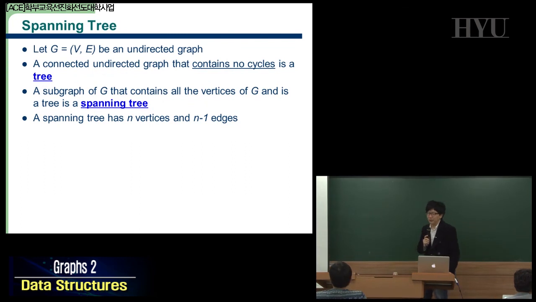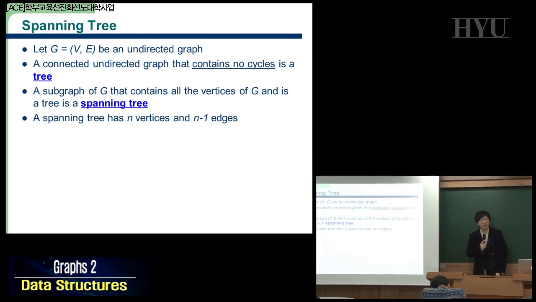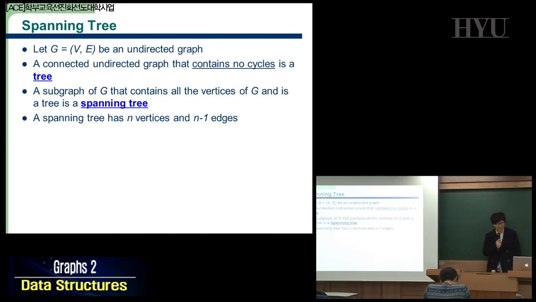Okay, what was a spanning tree? A connected undirected graph that contains no cycle is a tree, right? So pretty much all trees are spanning trees. Everything is connected. A spanning tree has n vertices and n-1 edges.